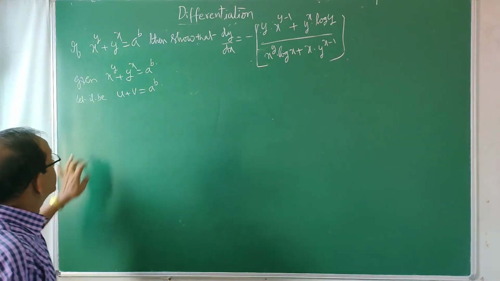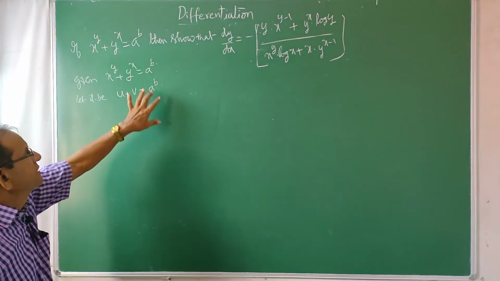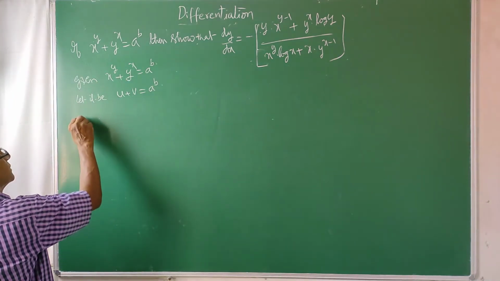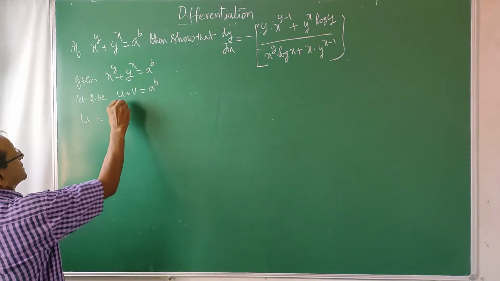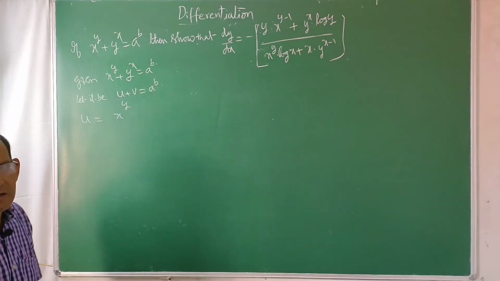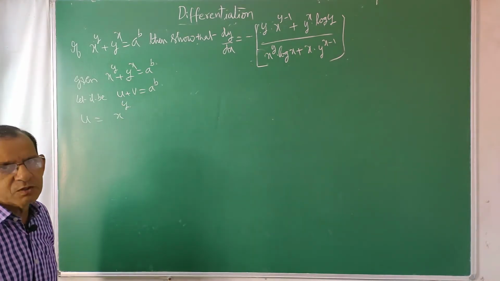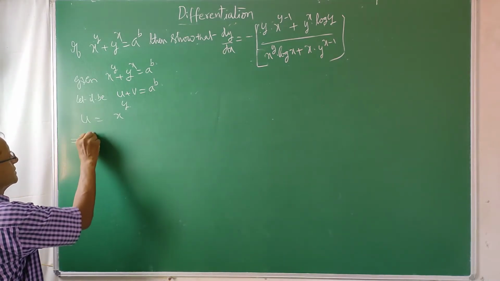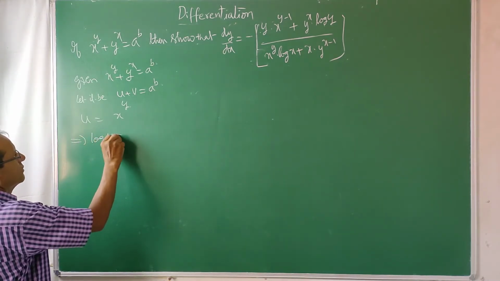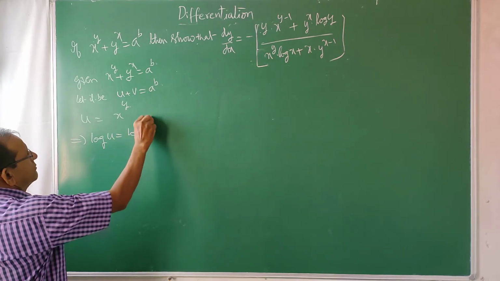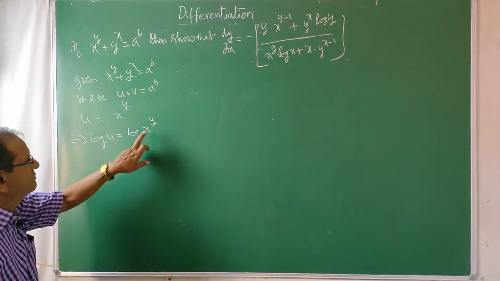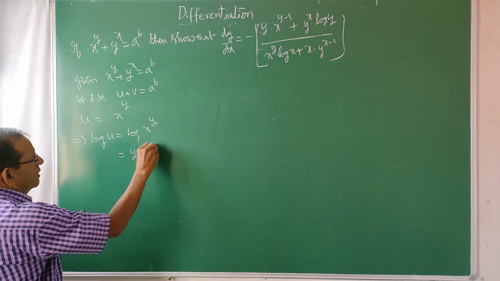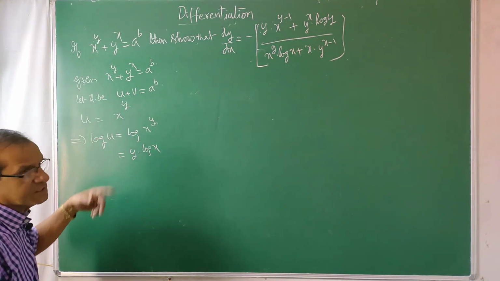Now you take this given equation as u plus v. First one is u and second one is v. u is equal to x power y. Because variables are there in both base and power, you take log on both sides. Implies log u is equal to log of x power y. But this will become y log x. Now differentiate with respect to x.